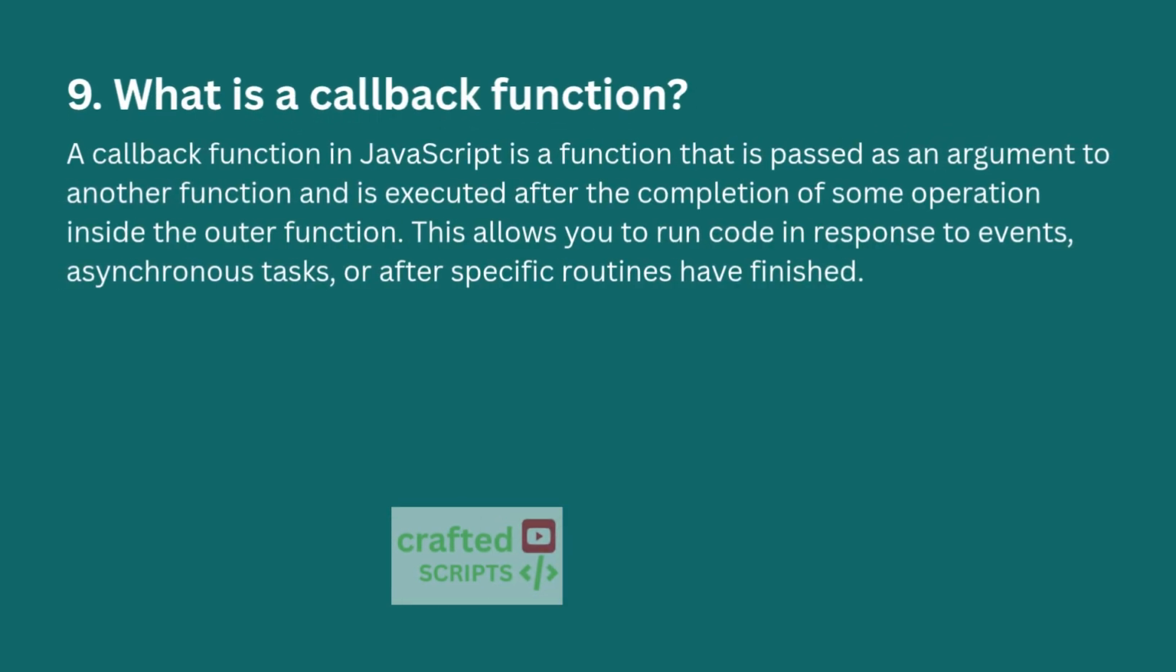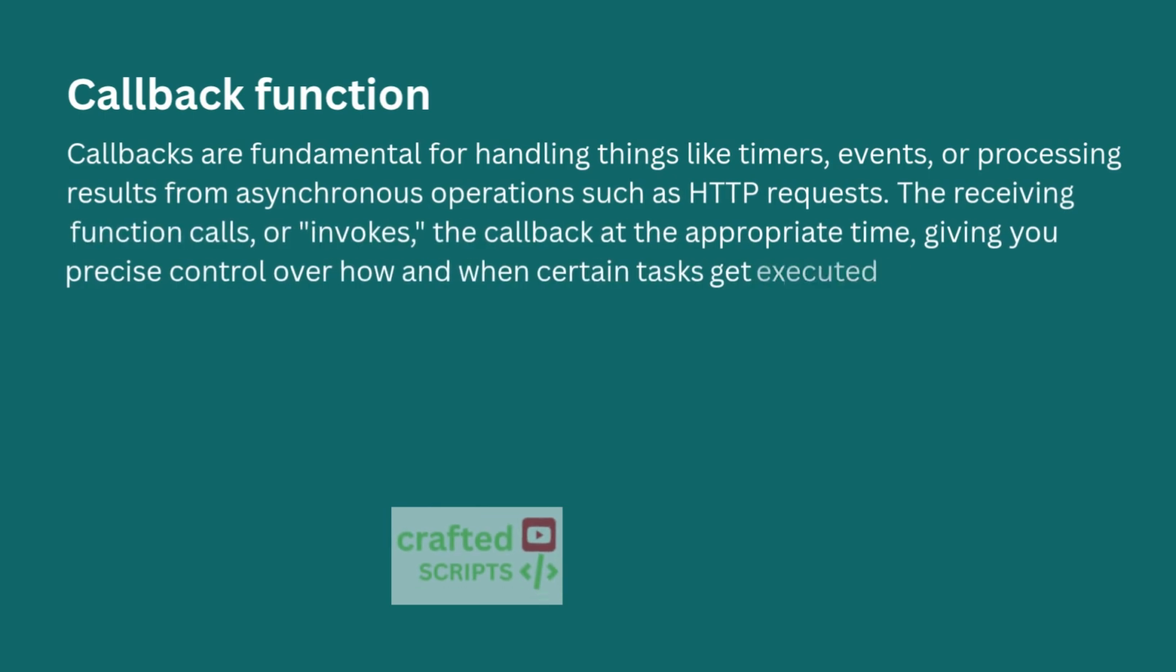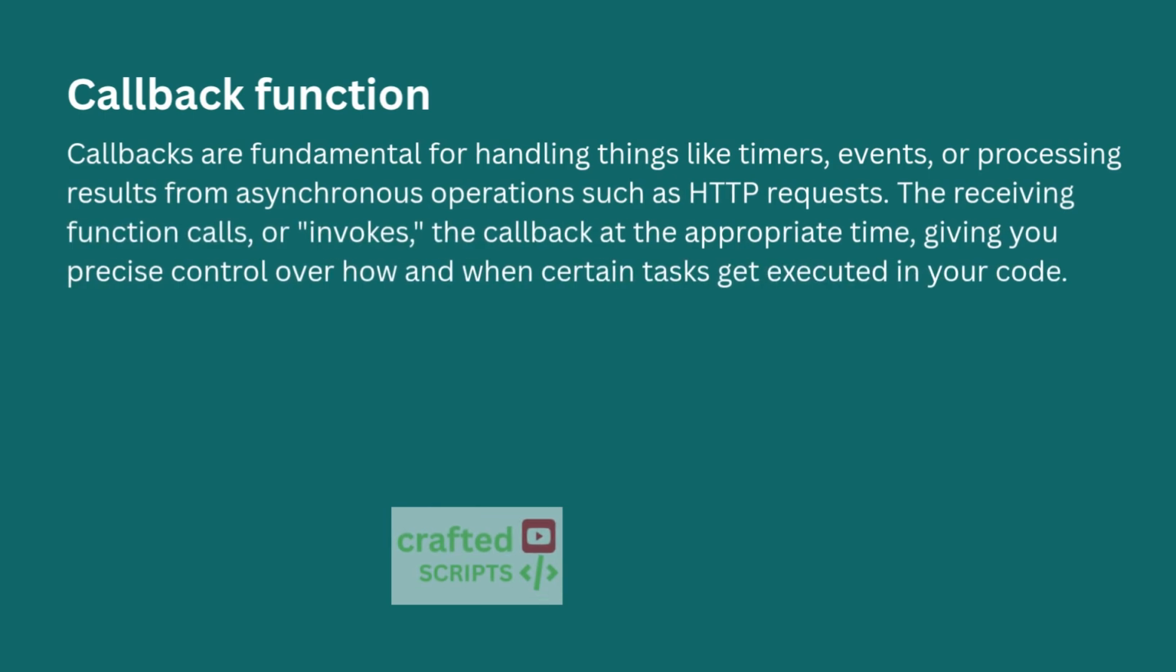A callback function in JavaScript is a function that is passed as an argument to another function and is executed after the completion of some operation inside the outer function. This allows you to run code in response to events, asynchronous tasks, or after specific routines have finished. Callbacks are fundamental for handling things like timers, events, or processing results from asynchronous operations such as HTTP requests. The receiving function calls, or invokes, the callback at the appropriate time, giving you precise control over how and when certain tasks get executed in your code.